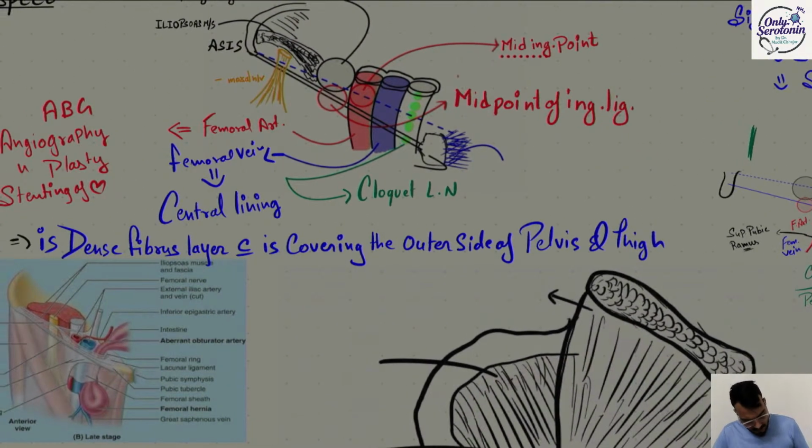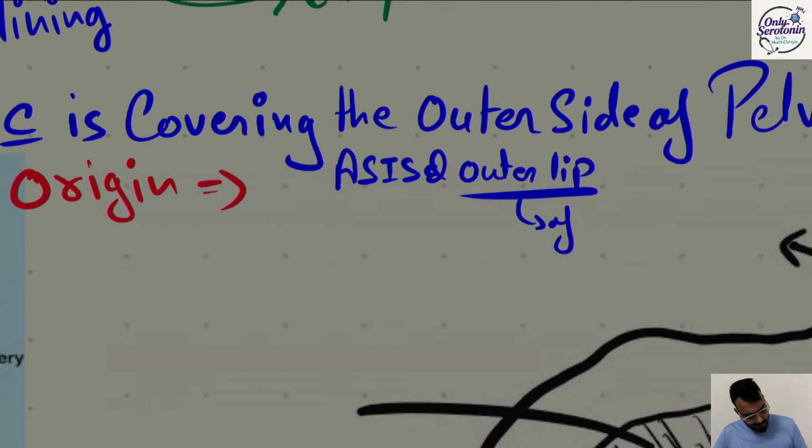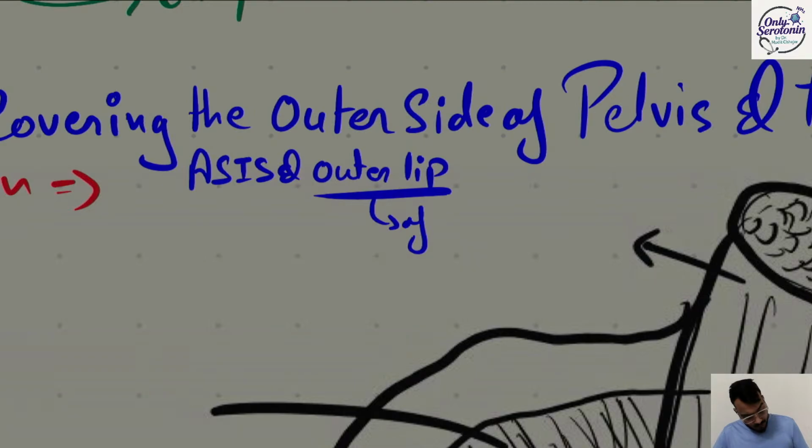What is the origin, guys? That is your question. What is the origin of your fascia lata? The origin of the fascia lata is ASIS and outer lip. Outer lip of what, guys? Outer lip of iliac crest.